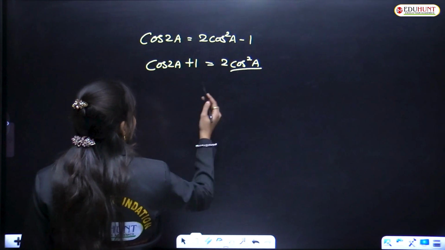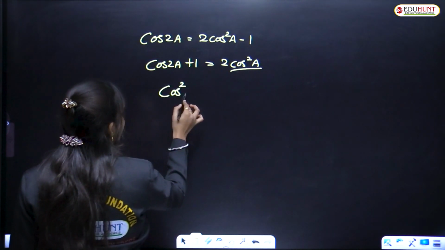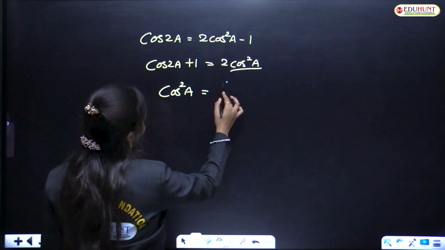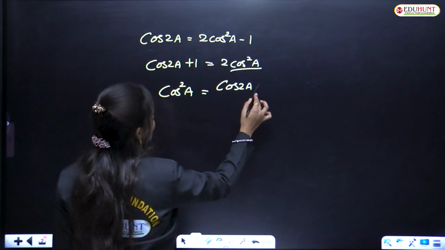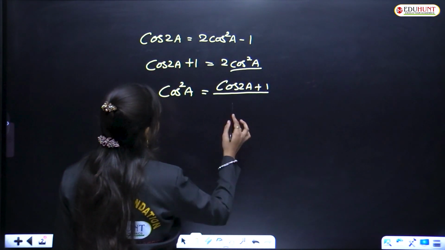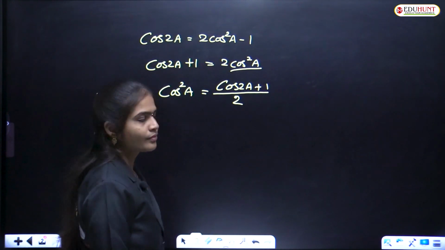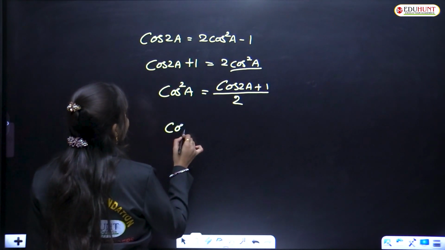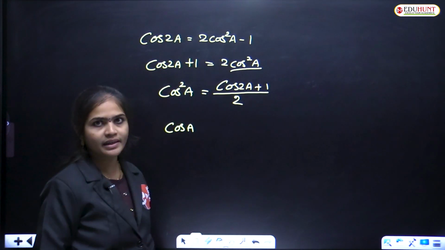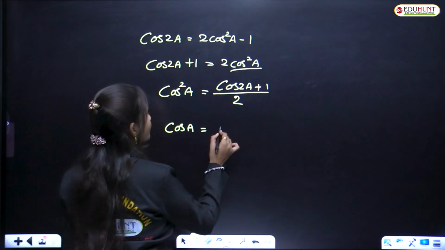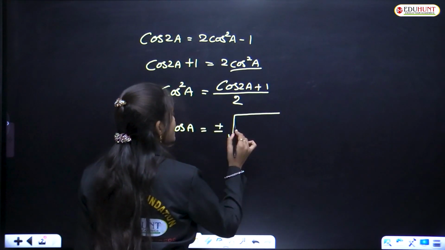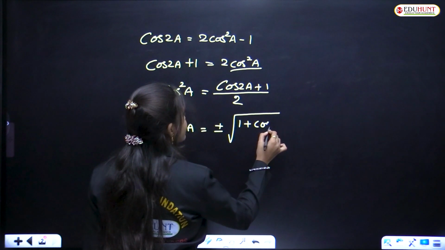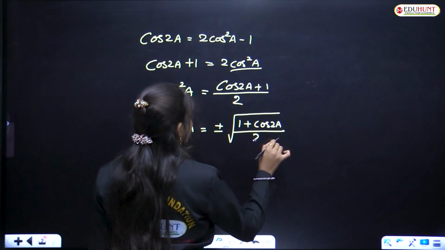So here what we have to write? Cos square a formula, no? So cos square a is equal to (1 plus cos 2a) whole by 2. Okay, so here we need to find that cos a formula here. So cos a is equal to plus or minus square root of (1 plus cos 2a) by 2.